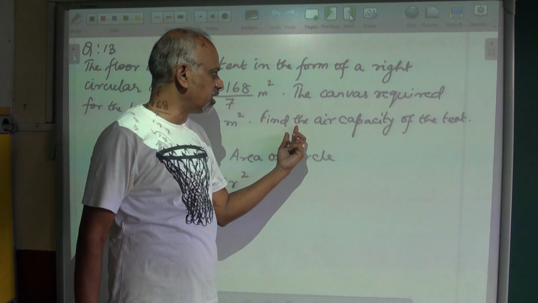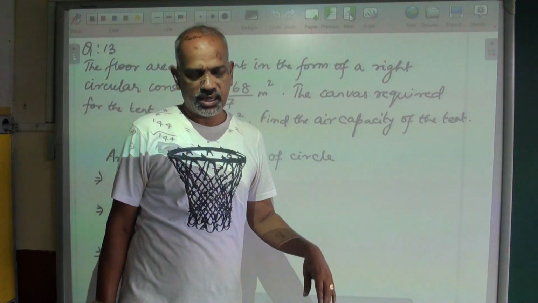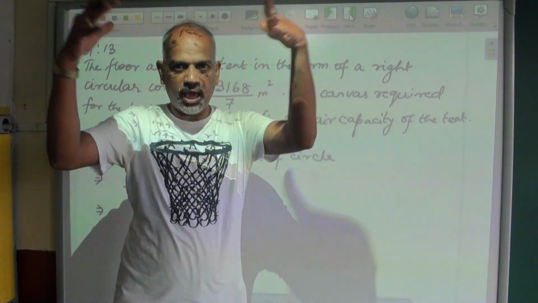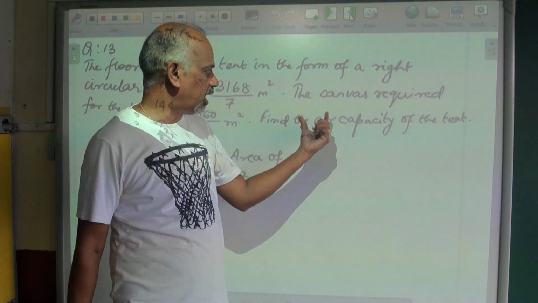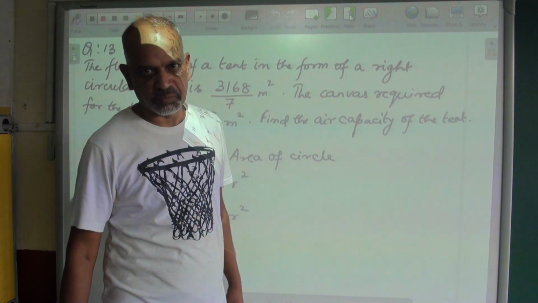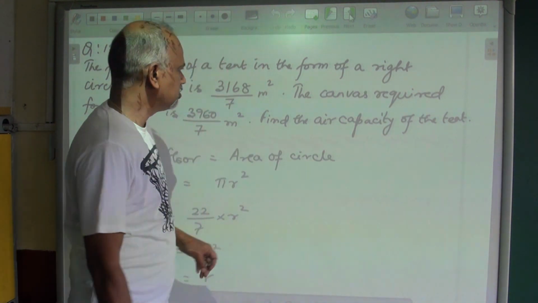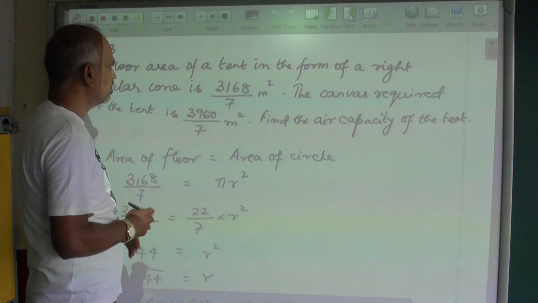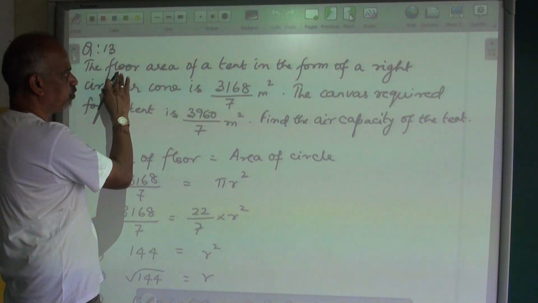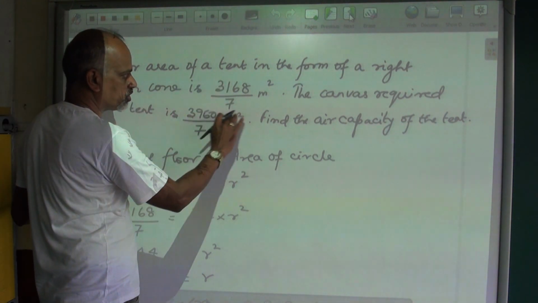Question is, find the air capacity of the tent. Air capacity. How much air you can fill inside that tent. Air capacity is actually the volume. So you have to find the volume. So let's start with whatever is known. The first thing that you have to know is the floor area of the tent is so much.